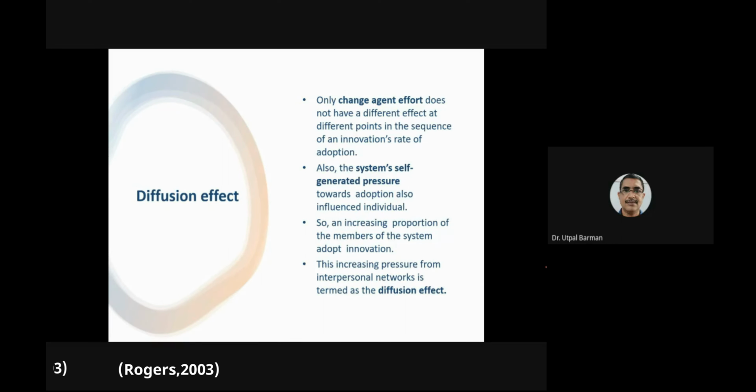But the change agent's effort is not sufficient to diffuse the innovation. Secondly, it is not only because of the change agent or extension personnel that an innovation is transferred to farmers' fields. That means diffusion or adoption is not only because of the effort of the change agent.